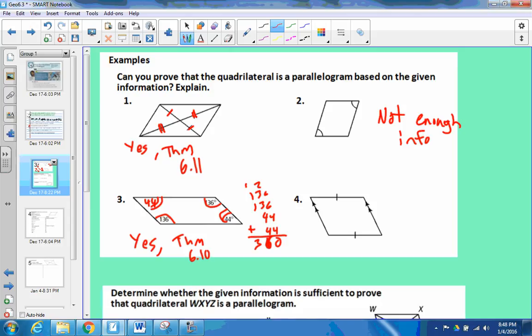Now, there is a roundabout way to do that. We know these are congruent. If these are parallel, then these two would be supplementary. Same thing with these two, because those are going to be same side interior angles. They'll be supplementary. These, well, we don't know if those are going to be supplementary necessarily, so we're going to leave it at that and say not enough information.